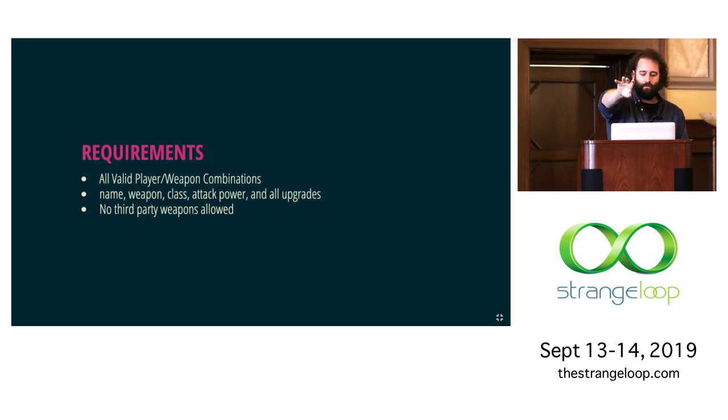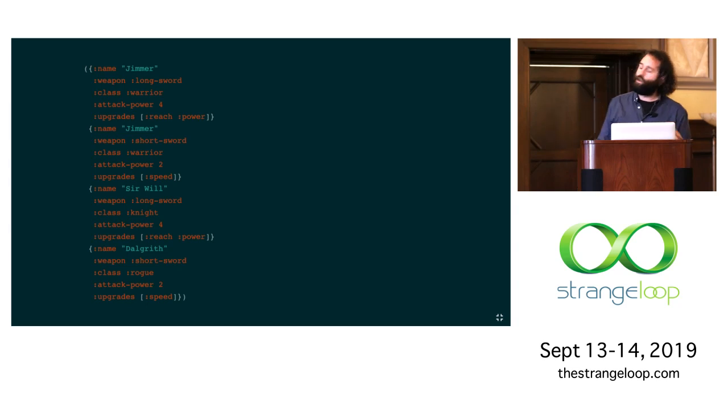And right now, well, actually, let's look at the output first. So here's the output. Given our data set, this is what we should get. You can see here Jimmer has 2 different weapons that he could use, the long sword and the short sword, whereas the other 2 only have 1. And you can see we gathered up all those upgrades.